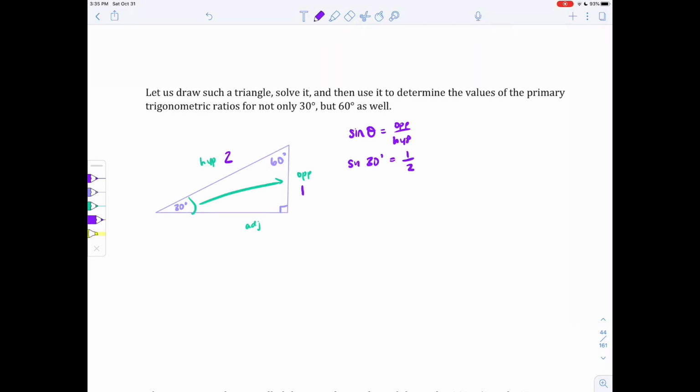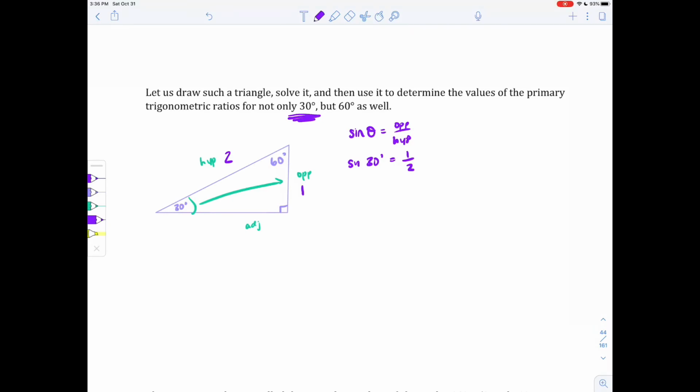Now, what it's asking us to determine is the value of the primary trigonometric ratios for the 30-degree angle, as well as for the 60-degree angle. So we want to say what's sine of 30 degrees, what's tan of 30 degrees, what's cosine of 30 degrees. And then we're going to do the same for our 60-degree angle.